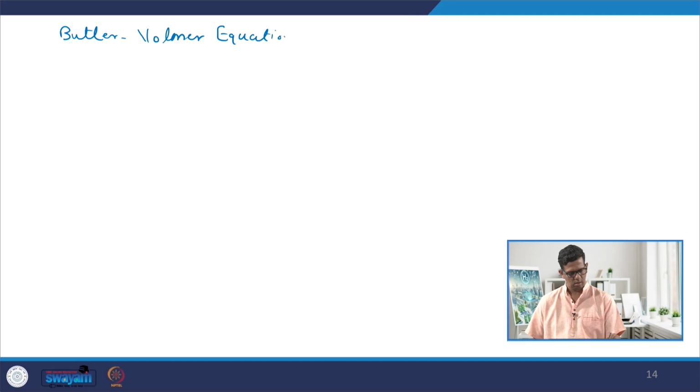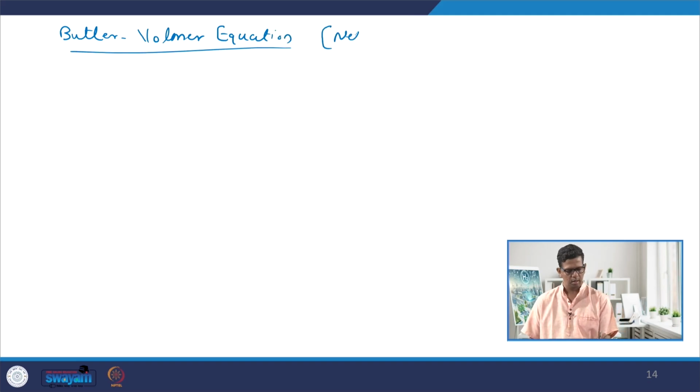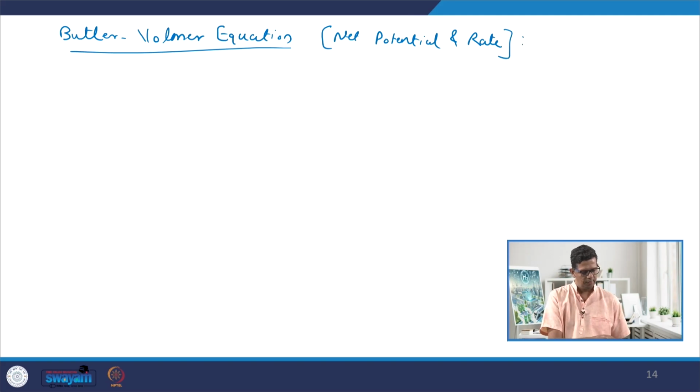So let's go ahead and discuss the Butler-Volmer equation, which basically talks about the net reaction rate and the potential. So let's write the Butler-Volmer equation, which talks about net potential and the rate. So we need to draw these figures first. Let's draw this.